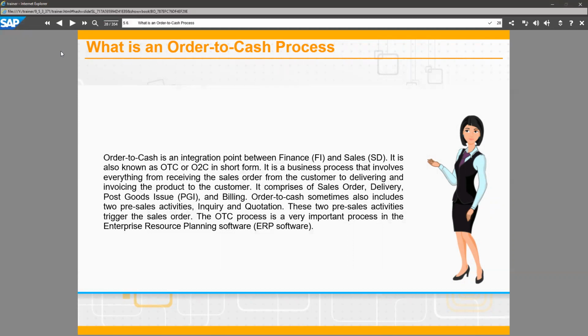It comprises sales order, delivery, post-goods issue, or PGI, and billing. Order to cash sometimes also includes two pre-sales activities, inquiry and quotation. These two pre-sales activities trigger the sales order. The OTC process is a very important process in the enterprise resource planning, or ERP, software. Now, let's look at the different stages in an order-to-cash process.